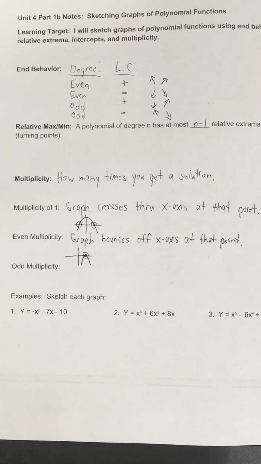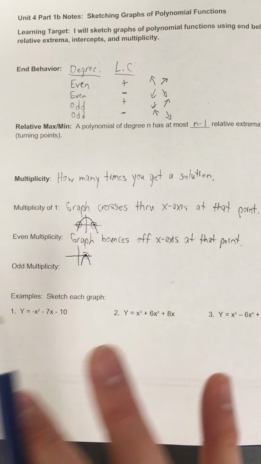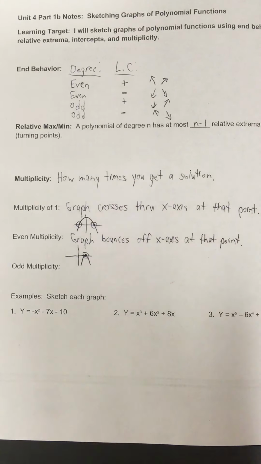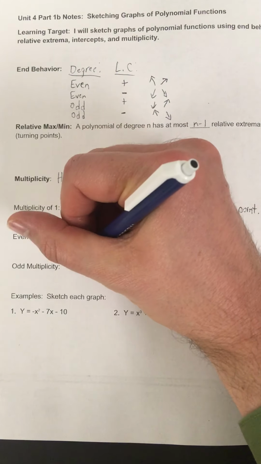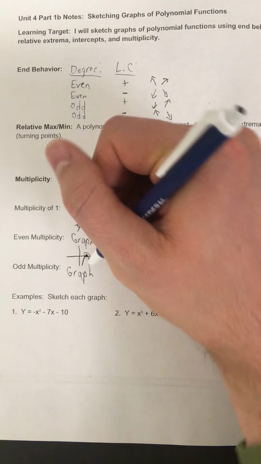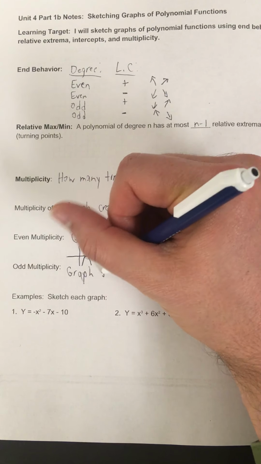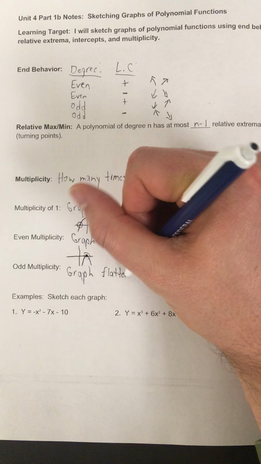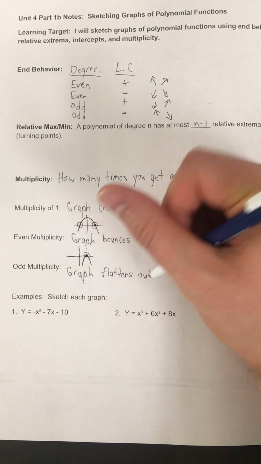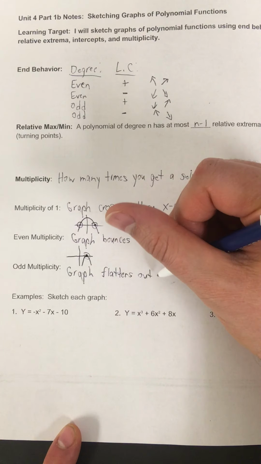All right, that would be an example of even multiplicity. And then odd multiplicity, if you get an answer an odd number of times but more than once, so if you get the same answer 3 times, 5 times, 7 times, then what happens is the graph flattens out and crosses through the x-axis at that point.